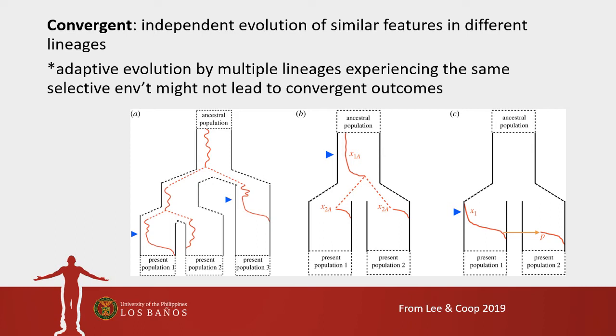In B, the beneficial allele was standing in the ancestral population of our present-day populations. Its frequency increased when the populations split. Then it continued to increase in both daughter populations to fixation. In C, the beneficial allele arose in a single present-day population and spread via introgression into the other population.